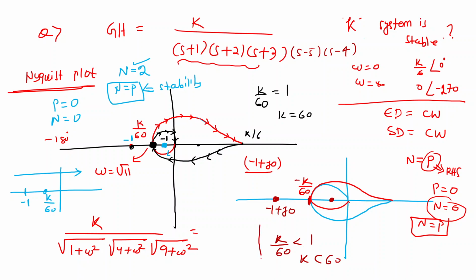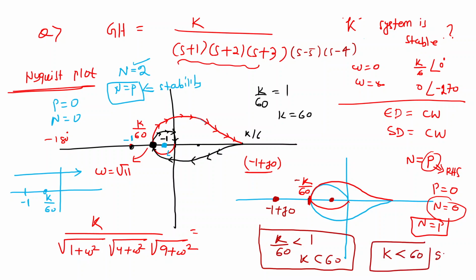This one is fine, I think, for stability. Because this K by 60 point should be less than minus 1, right? If both are negative, then it is okay, sir. The negatives cancel. So this is the condition for system stability: K value should be less than 60. This is the answer, sir.